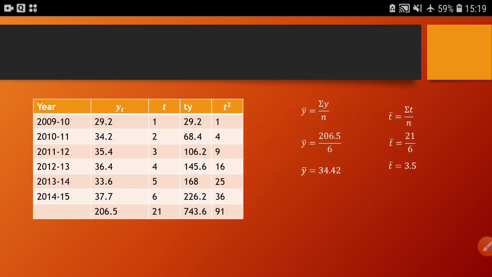So years are given from 9-10 up to 14-15. As I told you, there are 6 years, so your T will start from 1, 2, 3 and go up to 6. Your Y will be 29.2, 34.2 and go up to 37.7. So your total of Y is 206.5. Then your total of T is 1, 2, 3, 4, 5, 6, and that is 21.